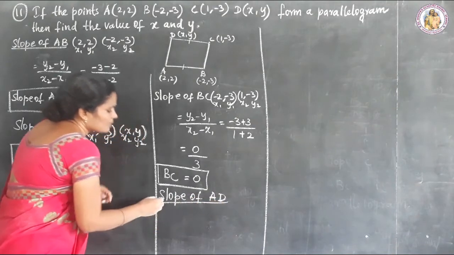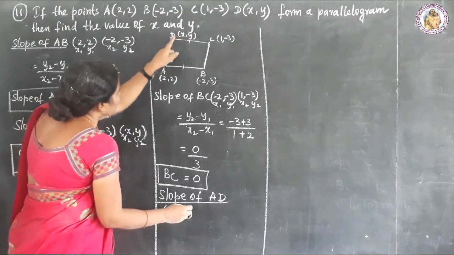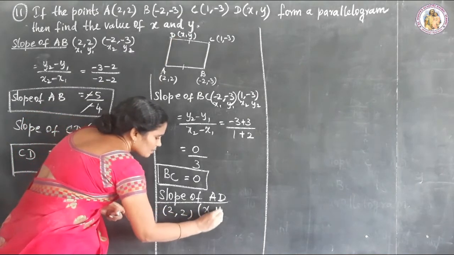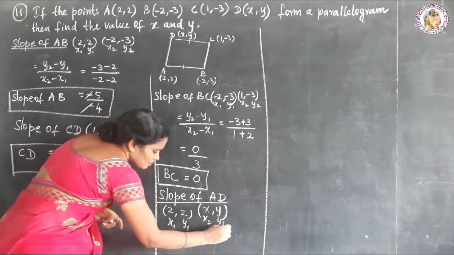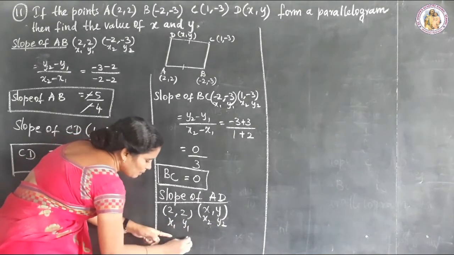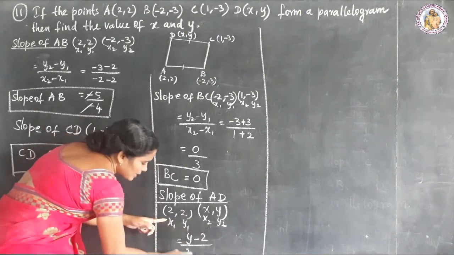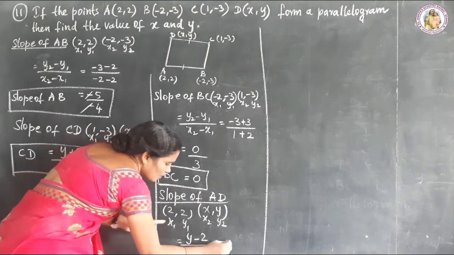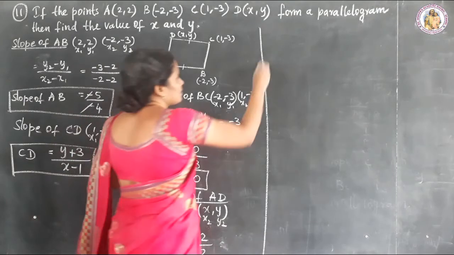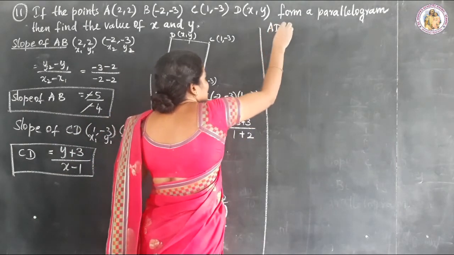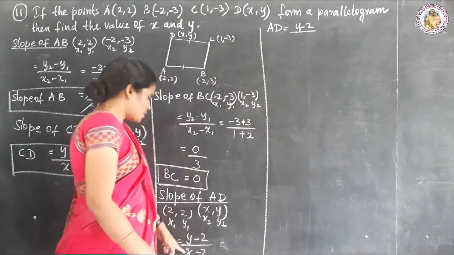Now let us find slope of AD. A is (2, 2) and D is (x, y). Taking this as x1, y1, x2, y2, now y2 minus y1 is y minus 2 by x2 minus x1, that is x minus 2. We cannot reduce this, so therefore slope of AD is equal to y minus 2 divided by x minus 2.